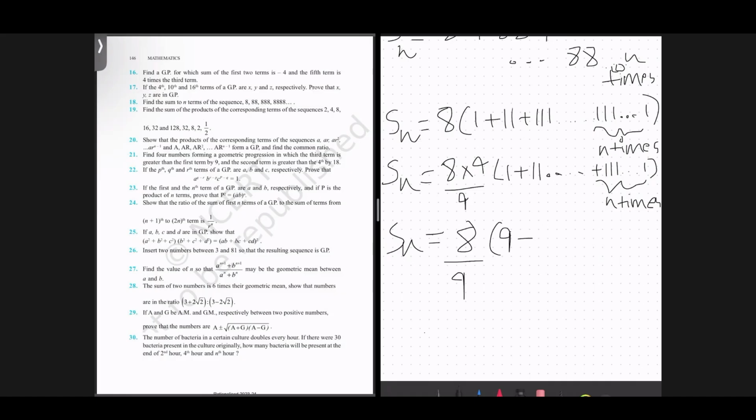Now in the brackets, I have something like 9 plus 99 plus 999 and so on and so forth, right? The last term that I'm going to have is 9 n times, correct? That is what I'm going to have. Now when I've done that, can I write each and every term in this bracket as being 1 less than a power of 10, right? Let's see, I'm going to do that.